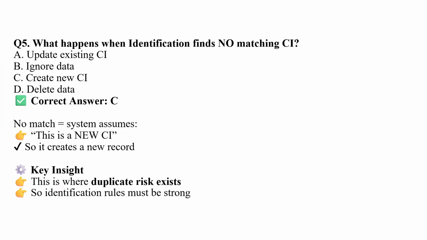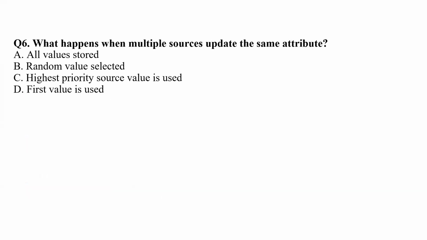So there is no match. Then what does the system think? This is a new CI, so it creates a new record. So there is more chance of duplicate risk, which is why identification rules must be strong, because identification prevents duplicate entries. The best example is the ID card. Because of our ID card, security prevents duplicate entries. The same logic applies here.